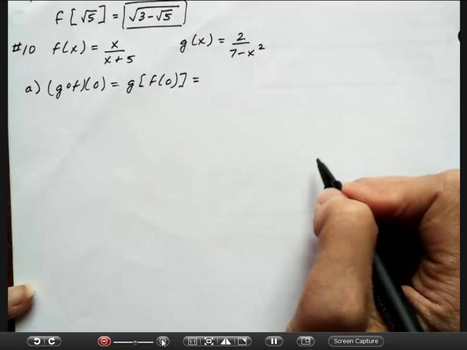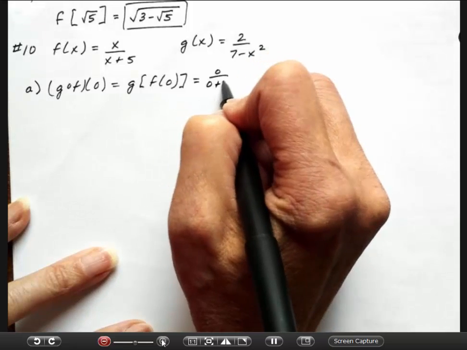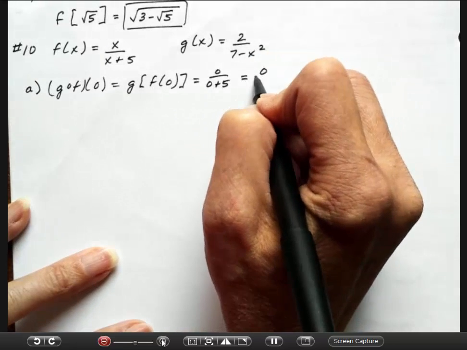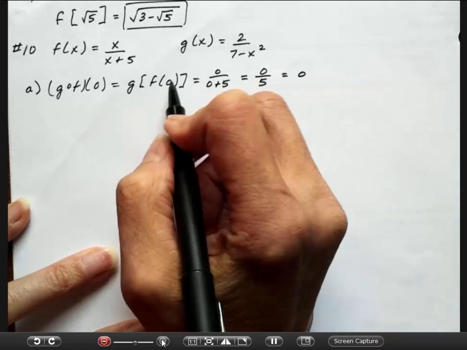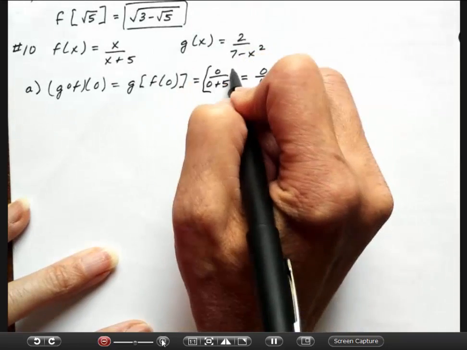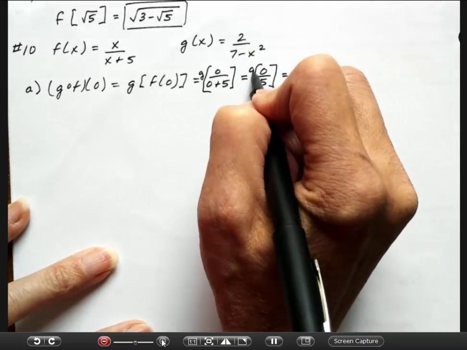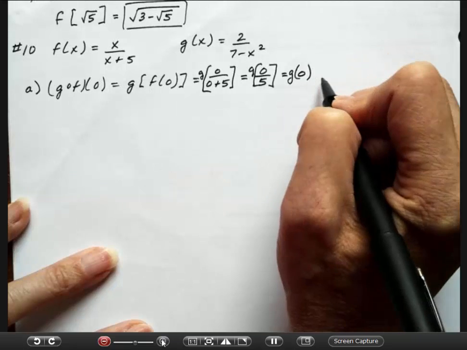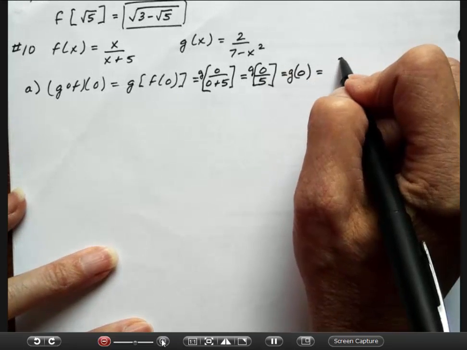So into my f function, I'm going to put a 0. So I have 0 over 0 plus 5, which gives me 0 over 5, which gives me 0. Now that's what f of 0 is. I should have put these all inside of my g function. So now I need to find g of 0. So I need to put a 0 into my g function wherever I have an x.